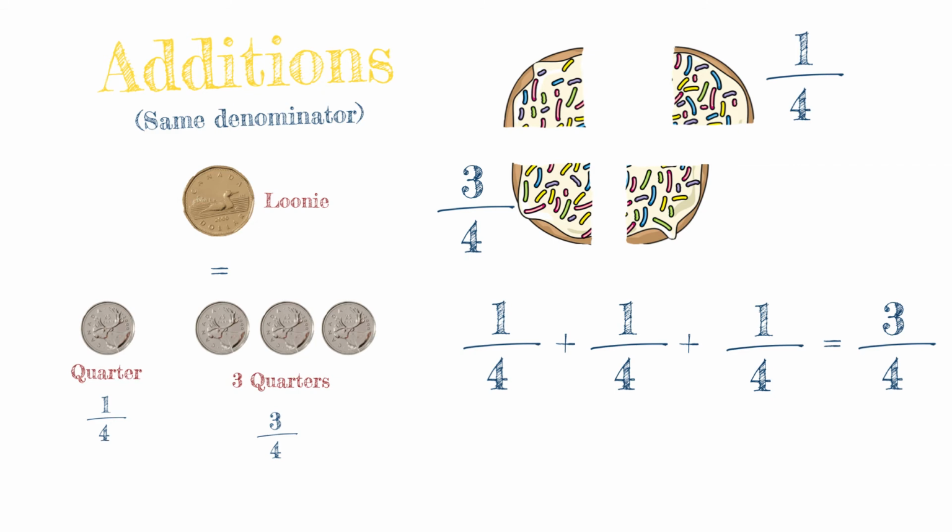So what you can observe here is that the denominator doesn't change. It stays the same. What we do is we add all the numerators together. So 1 plus 1 plus 1 gives us 3. And this observation leads us to the rules.